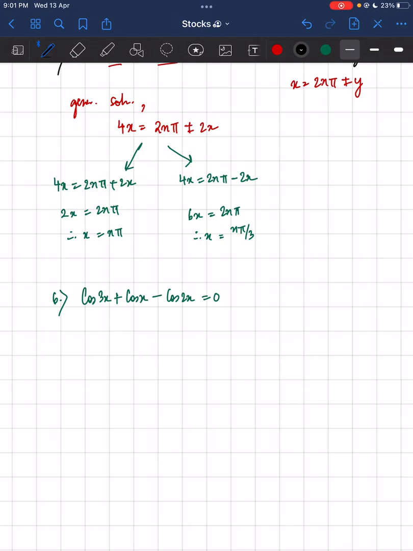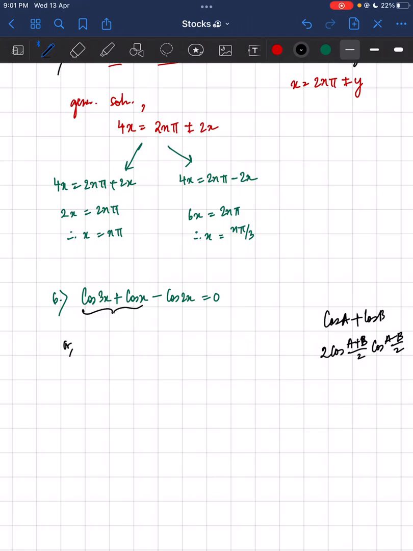If I look here at cos 3x and cos x, I can use the formula of cos a plus cos b, which is 2 cos a plus b by 2 and cos a minus b by 2. Here a plus b by 2 is 3x plus x, that is 4x by 2, which gives us 2x. So you see I can get cos 2x. My main motive in these types of questions is to get the third term by using the formula on the other two terms.